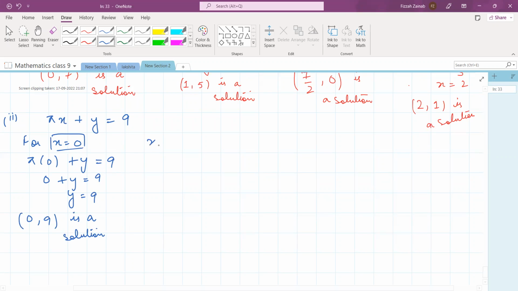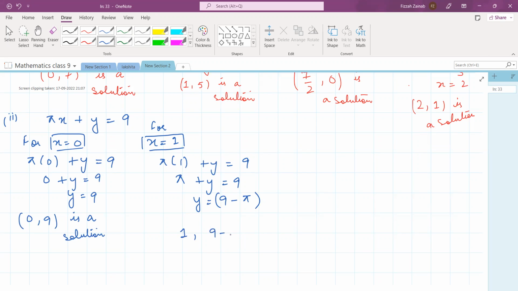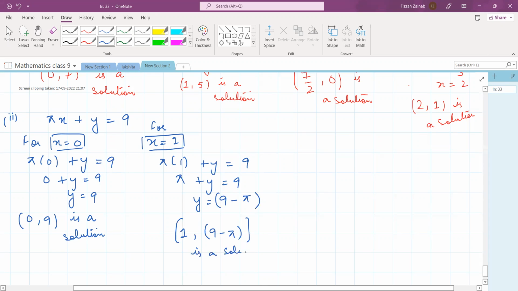Let's take x is equal to 1 now. For x is equal to 1, pi into 1, right, plus y is equal to 9. So that means pi plus y is equal to 9. So y is 9 minus pi, correct? So this 9 minus pi is like one number. Understood? So that means x is 1 and y is 9 minus pi. You can keep it in brackets and write it like this. So (1, 9 minus pi) is a solution. Understood?